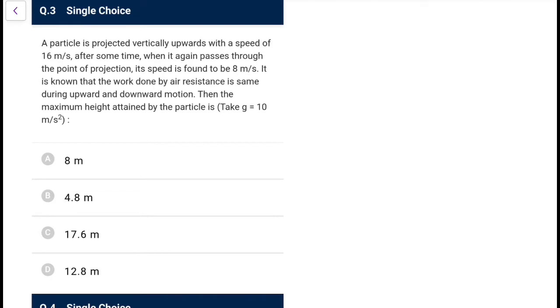Okay, so what I can get out is, let's say it went up with 16, it goes up till the maximum height, and then it returns with the speed of 8. And the question says the work done by air resistance is the same during upward and downward motion. So let me call it A to B and then B to A. So first let me write the energy equation for A to B.